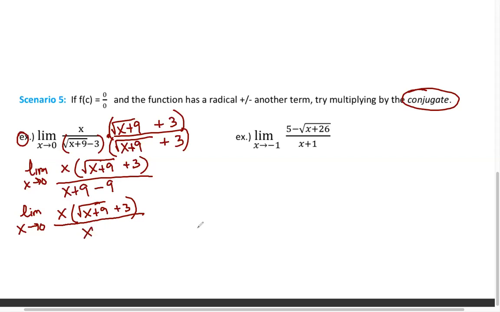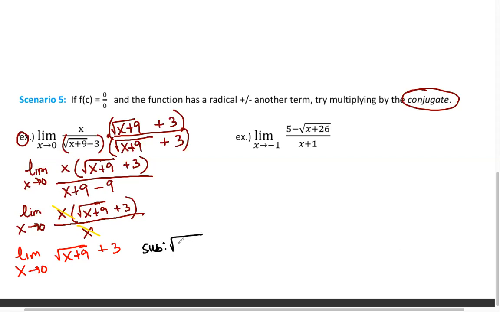If I simplify this a little further, you'll notice that I have an x in the numerator and an x in the denominator. Those cancel to 1. So if I rewrite this one last time, I have the limit as x approaches 0 of the square root of x plus 9 and then plus 3. So now at this point, I'm going to try direct substitution of 0 and see what happens. So let's sub in.